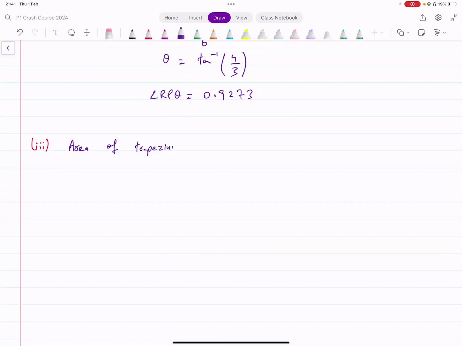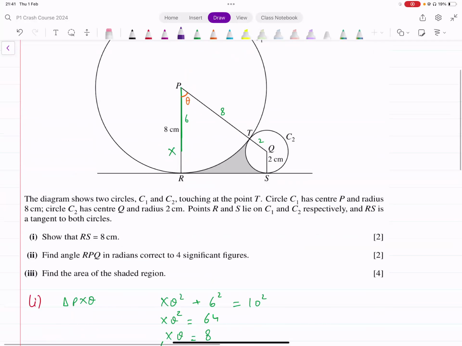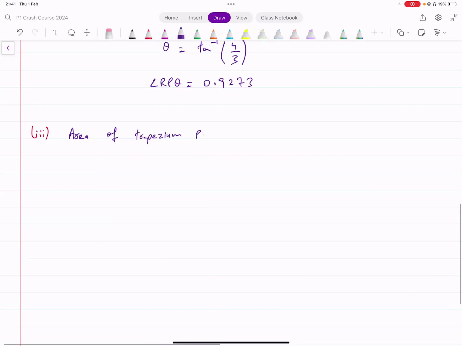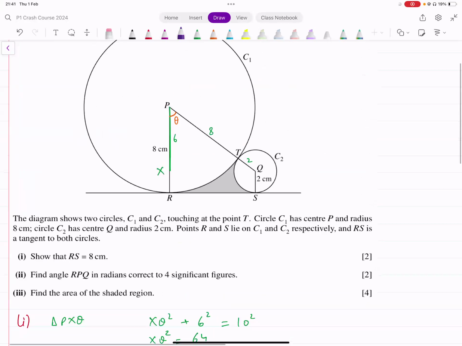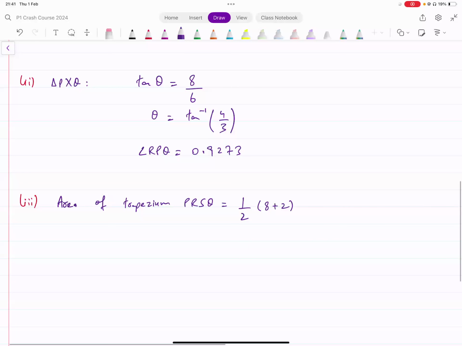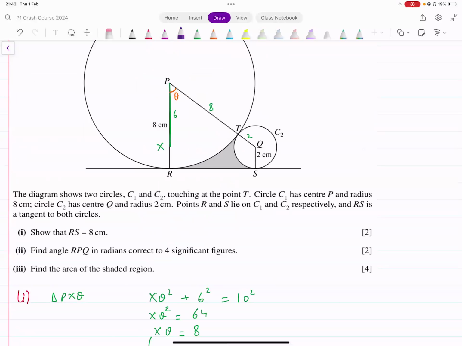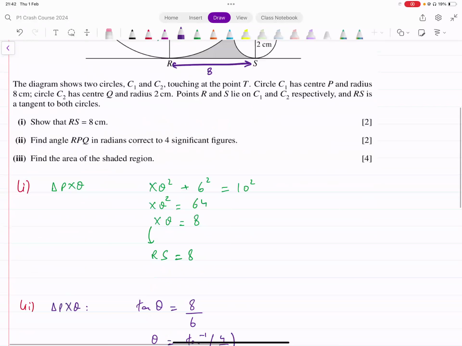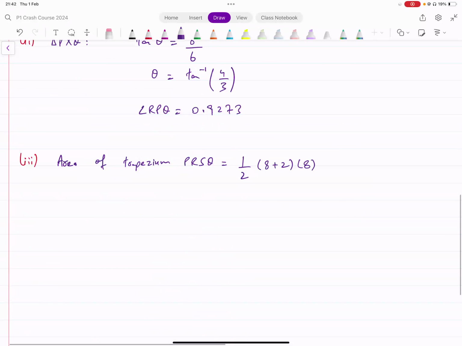So area of the trapezium, what's that trapezium called? PRSQ. Half into sum of parallel sides. What are the parallel sides? One side is 8 and the other is 2, right? These are the parallel sides. 8 plus 2, into height. Height of a trapezium is the distance between the parallel sides. That's RS, and we know that is 8 now. So into 8. That's the area of the trapezium, which turns out to be 80 over 2. That's 40. Okay, so that's the area of trapezium.